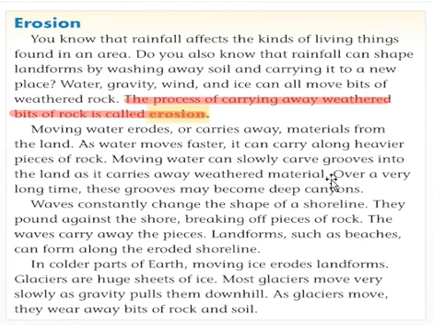And next topic is erosion. What is erosion? I will read it for you, girls. You know that rainfall affects the kinds of living things found in the area. Do you also know that rainfall can shape the landform by washing away soil and carrying it to a new place? Water, gravity, wind, and ice can all move bits of weathered rock. Weathered meaning the broken rock. The process of carrying away weathered bits of rock is called erosion. If weathering could break the rocks, erosion is the process of taking it away from its place.